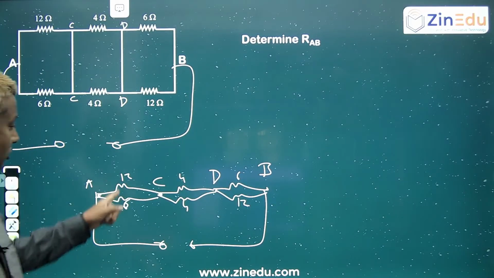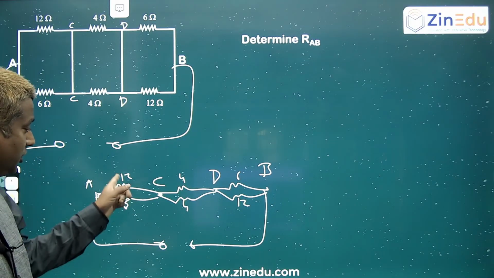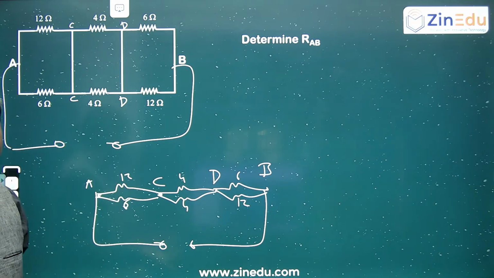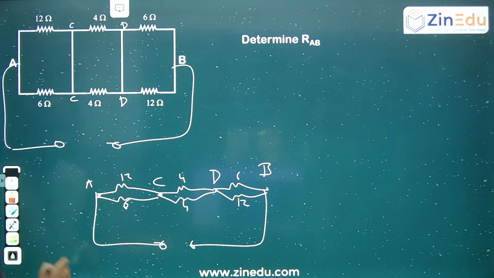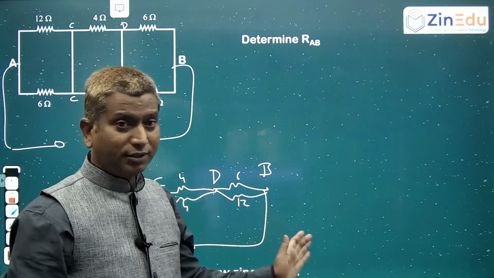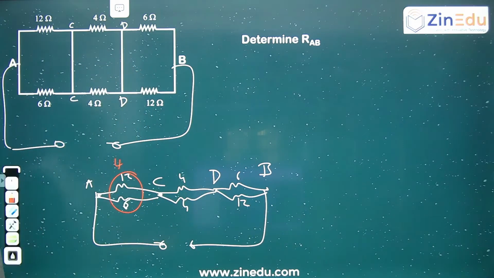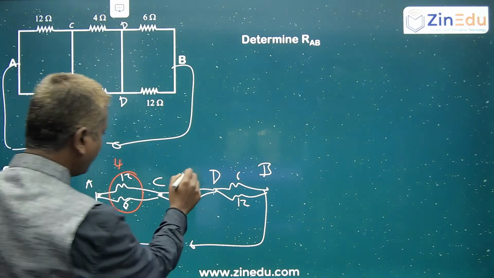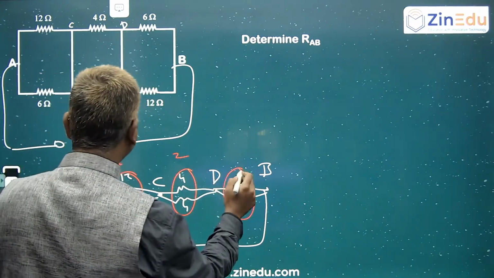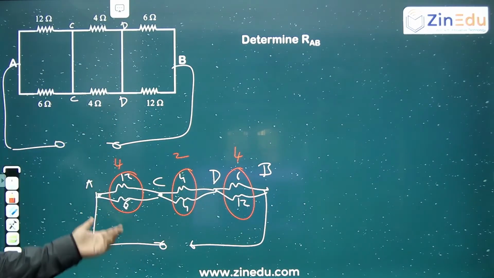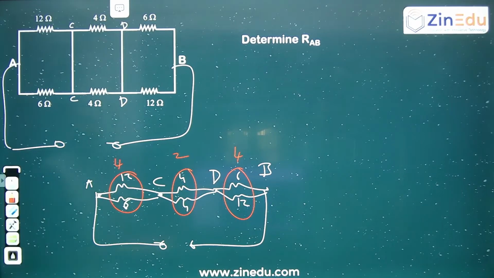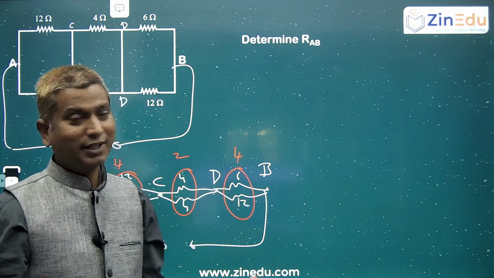So when 12 and 6 ohms are in parallel, the equivalent of these two is R1 R2 by R1 plus R2, 12 into 6 by 12 plus 6, is it not 4? 12 into 6 by 18, 4. These two will become 4. And 4 and 4 in parallel will become 2. This again will become 4 only. Now this 4, 2 and 4 are in series. We get 10 ohms. The R equivalent between A and B is 10 ohms. Okay, fine.